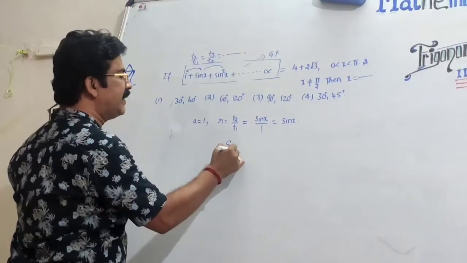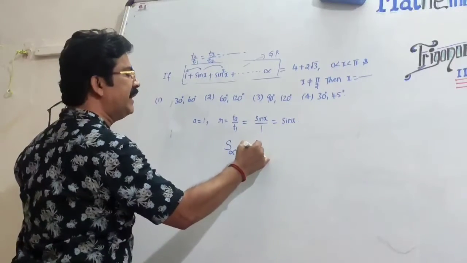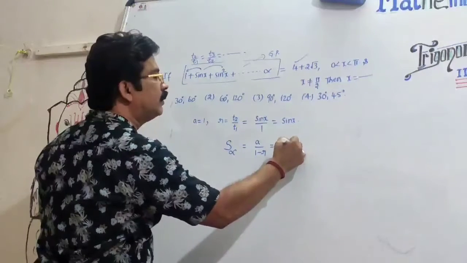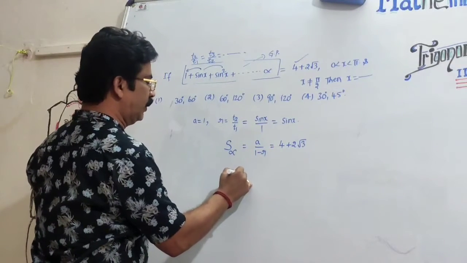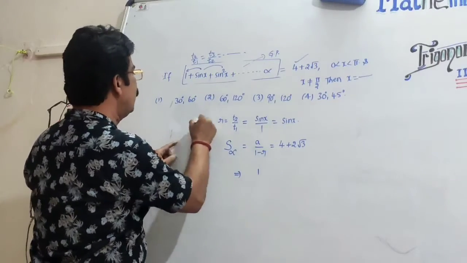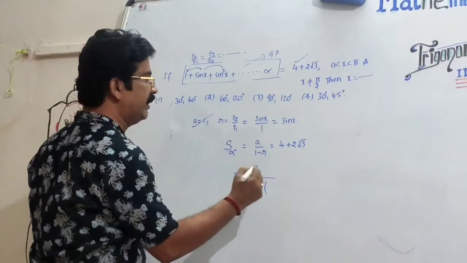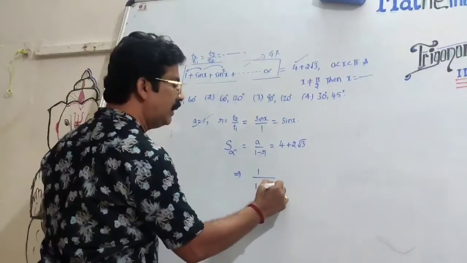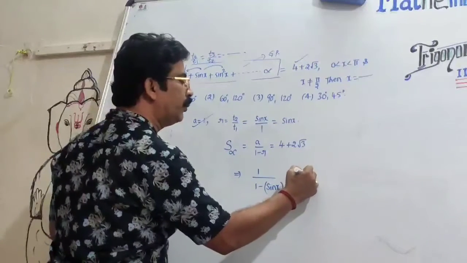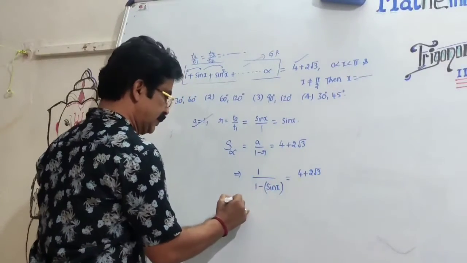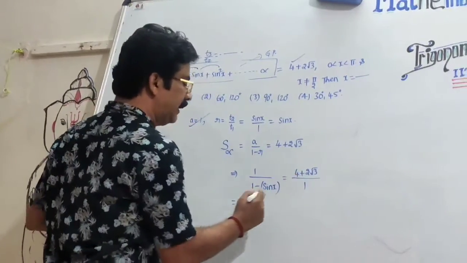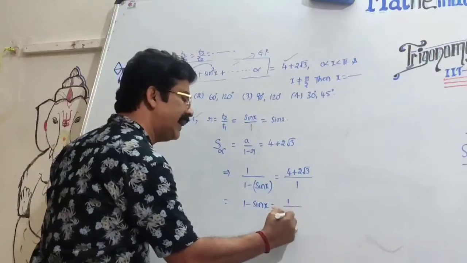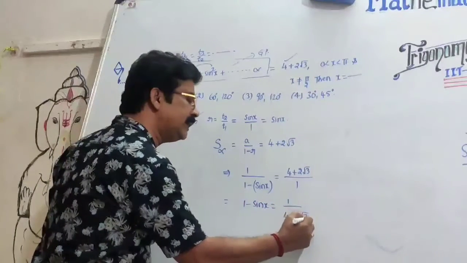How many terms are there? Infinite terms are there. The formula is A by 1 minus R, and that is given as 4 plus 2 root 3. So that implies A is what? A value is 1. 1 divided by 1 minus R value. R value is what? R value is sin x. That is equal to 4 plus 2 root 3. So that is equal to the reciprocal: 1 minus sin x is equal to 1 by 4 plus 2 root 3.